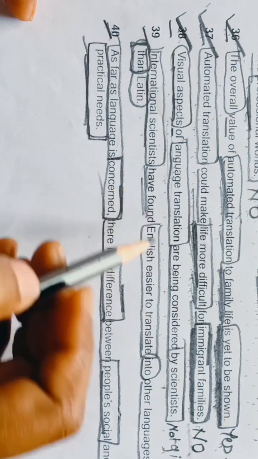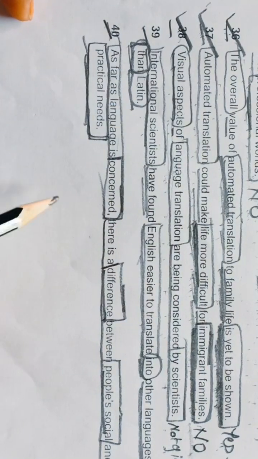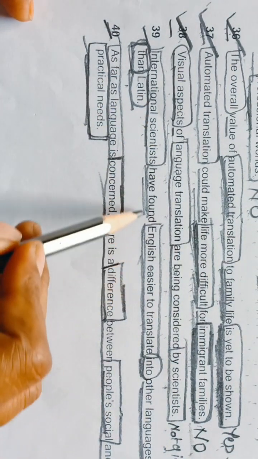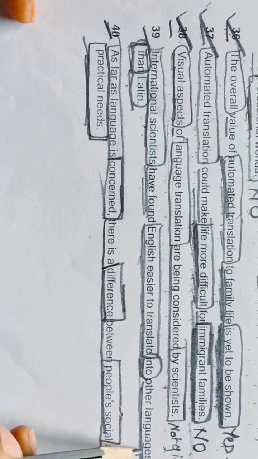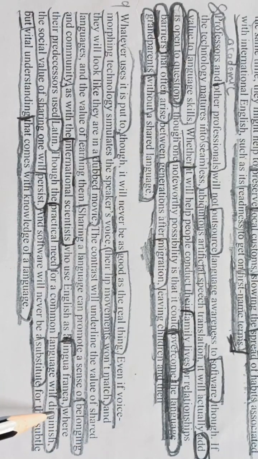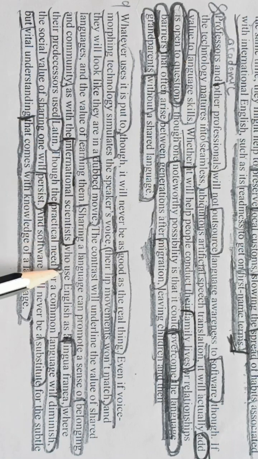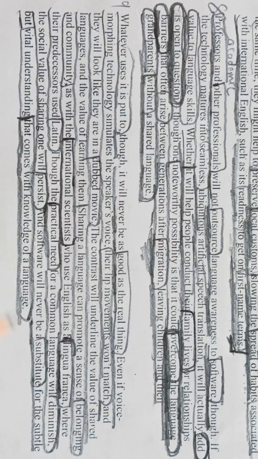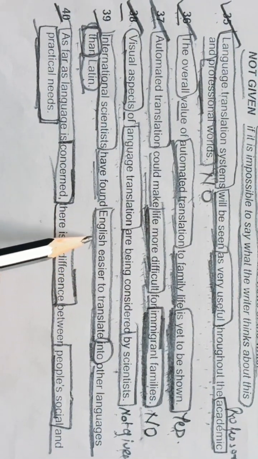International scientists have found English easier to translate into other languages than Latin. So we have seen these international scientists, we have seen this Latin, but we have not seen that they are saying that English is easier to translate into other languages than Latin. What they are saying here is that sharing a language can promote a sense of belonging and community, as with the international scientists who use English as a lingua franca, where their predecessors used Latin. And this thing is not present in the paragraph.